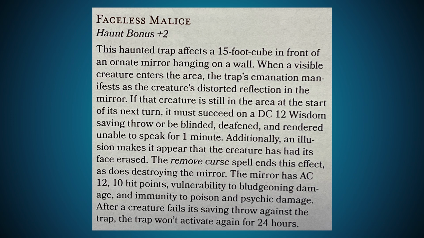Up next is the Faceless Malice with a haunt bonus of +2. This haunted trap affects a 15-foot cube in front of an ornate mirror hanging on a wall. When a visible creature enters the area, the trap's emanation manifests as the creature's distorted reflection in the mirror. If that creature is still in the area at the start of its next turn, it must succeed on a DC 12 Wisdom saving throw or be blinded, deafened, and rendered unable to speak for 1 minute.